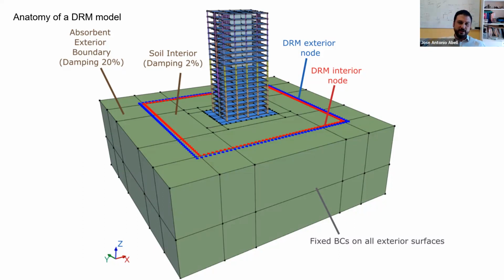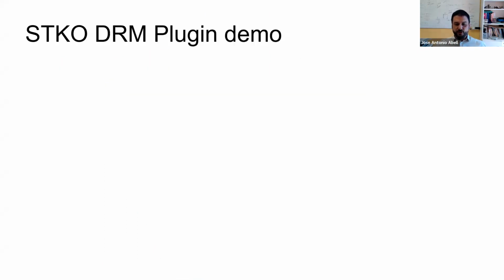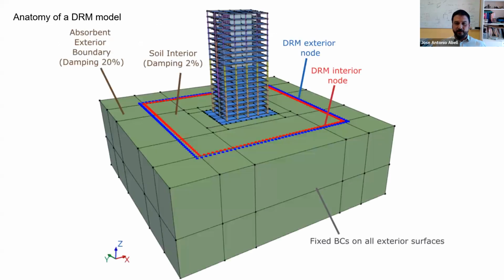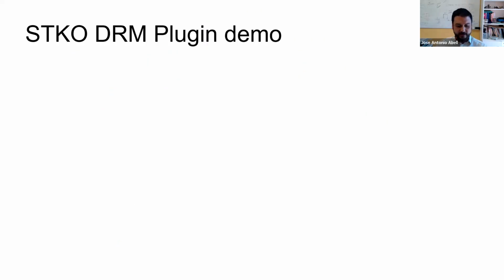You can do self-weight first, and then you can do staged. And then when the time comes, you apply the DRM motions. So I want to show you what setting up a model like this in STKO looks like.